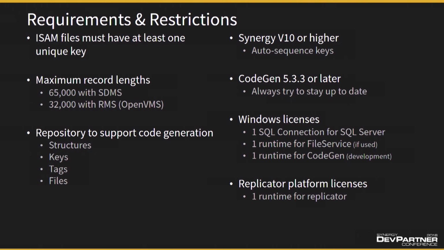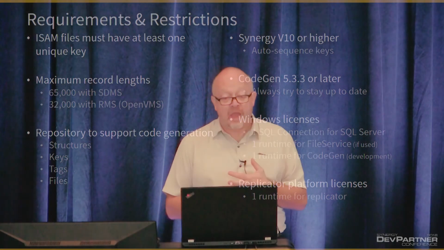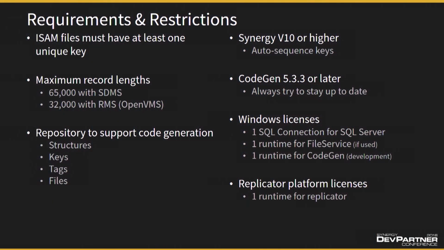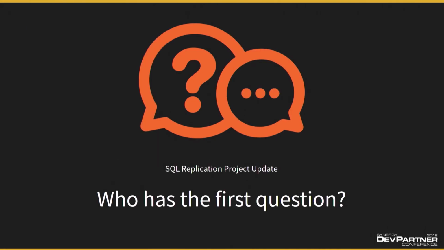In terms of Windows licensing, it will require one SQL connection license for SQL Server so that you can connect to the SQL Server database. If you're using file service to facilitate bulk uploads, it will require one Synergy runtime license on the Windows system to support the file service process because it is a Synergy.NET service. And you will require one runtime environment during development so that you can run CodeGen. On the Replicator platform itself, if it's not the same platform, again, Replicator is a Synergy program, so it requires one Synergy runtime license as well. And that's my product update for SQL Replication.